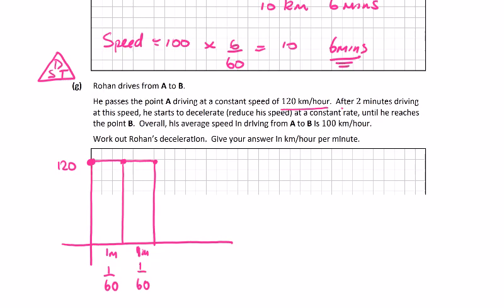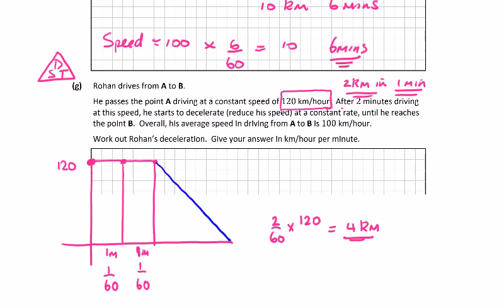So the area here would be 2 over 60 to get the distance traveled. This works out, obviously you'll see in a minute why, by the height of it, which is 120. That's equal to 4 kilometers. Of course it is, because if you travel 120 an hour, you will go 2 kilometers in 1 minute. So in the 2 minutes here, he's gone 4 kilometers, which we can see. So he now needs to go 1 kilometer in the final 3 minutes.